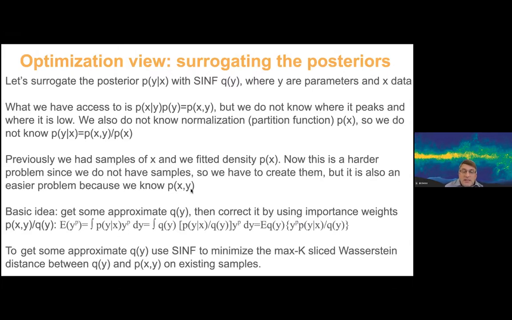Okay, so what is our basic idea? We're going to try and get some approximate Q of Y, and then we're going to correct it by using importance weights. Importance weights basically say that if you have some approximate Q, then for any expectation of any function, let's call it Y to some power P, which we would integrate over the posterior, instead we replace it with an integral over Q, but applying these importance weights, which are P over Q, basically. That's the idea.